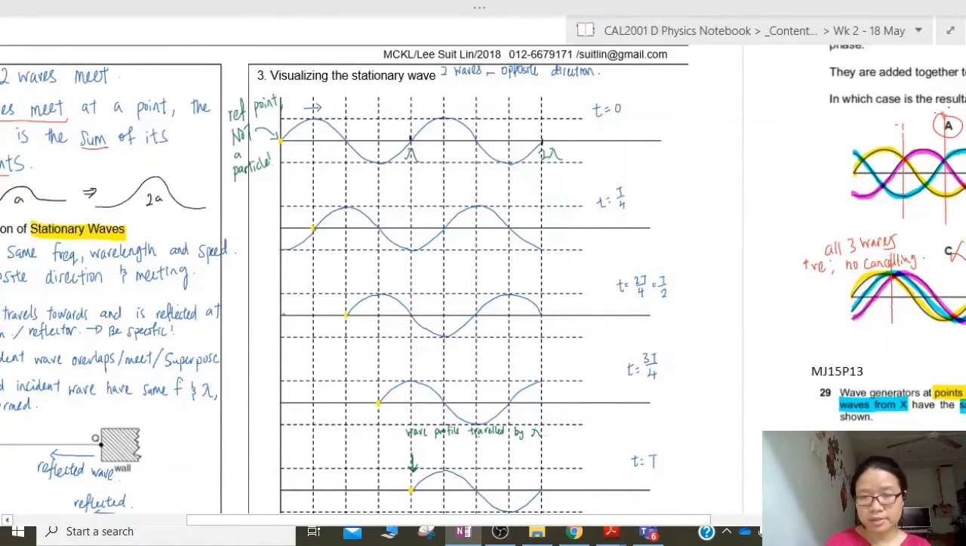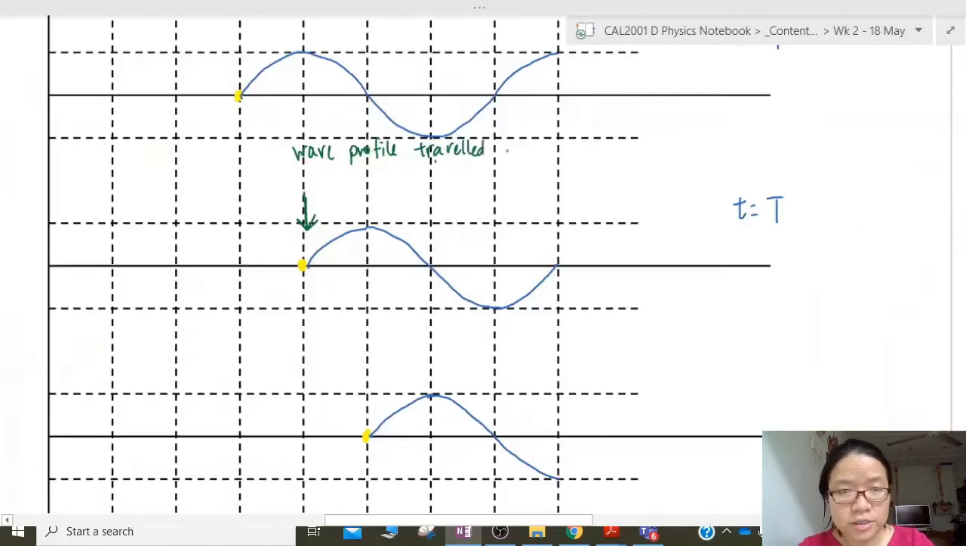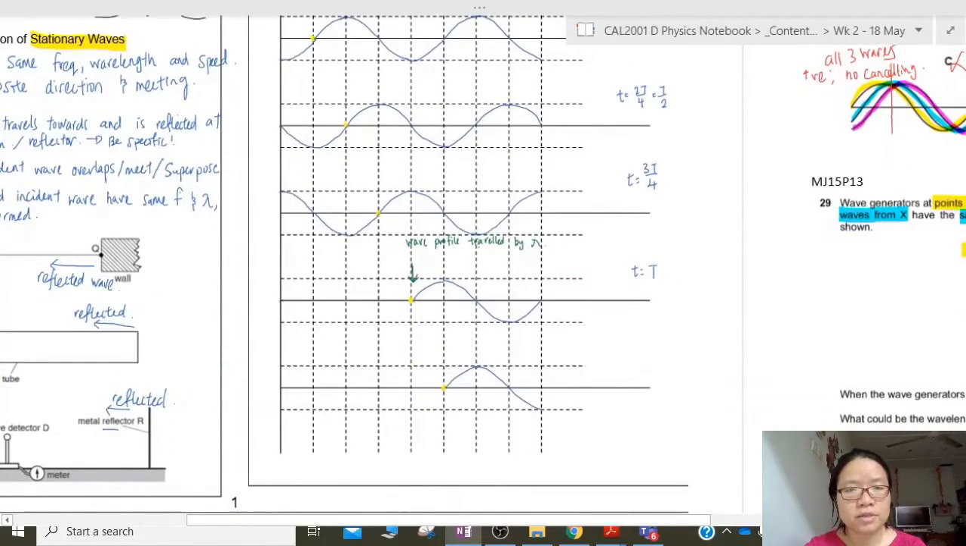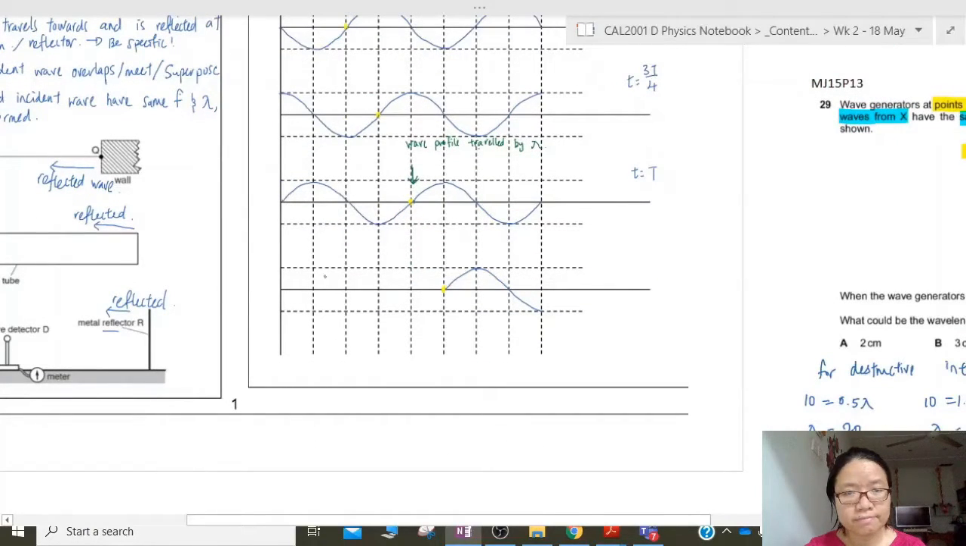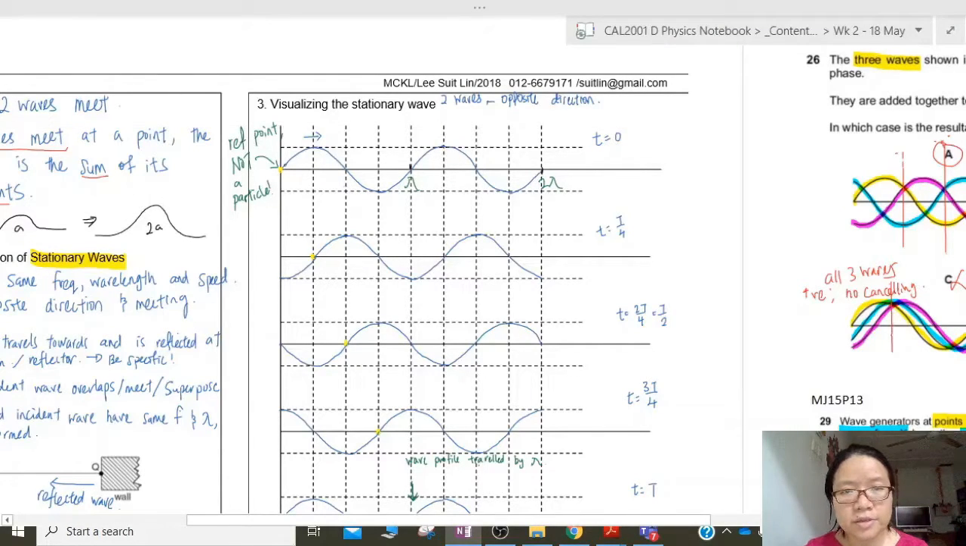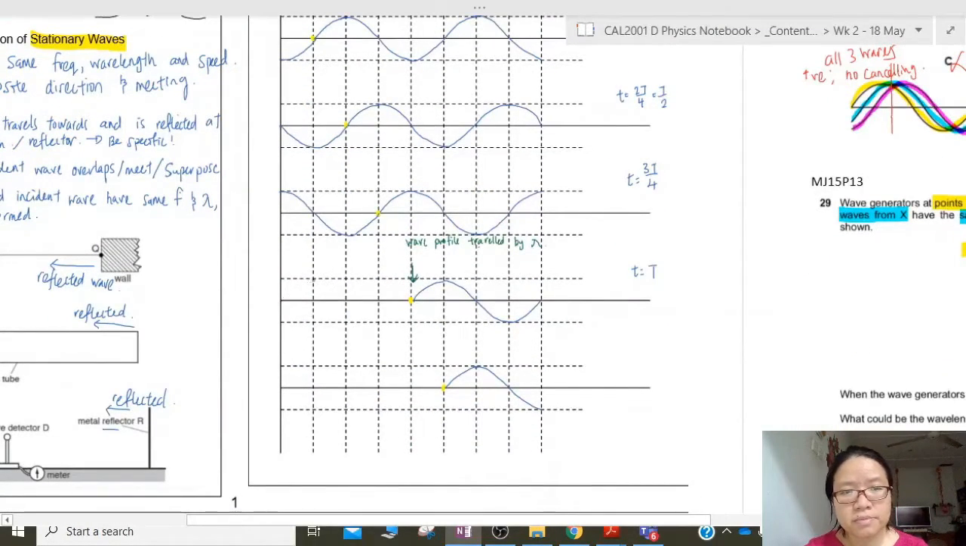The purpose of drawing this is to help you understand the idea of superposition and also how it forms the stationary wave. I'm not quite sure what happened here, but there we go. So you can see now I'm connecting all the waves. So there we go. All right, so this is one wave.